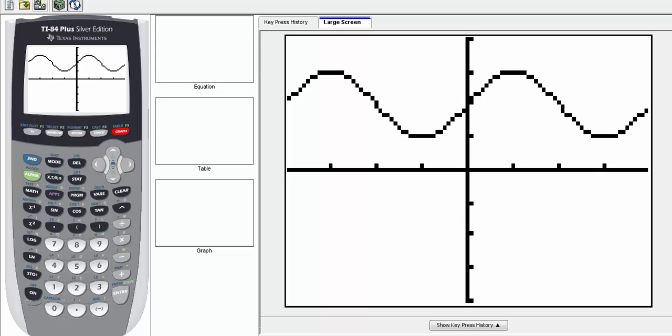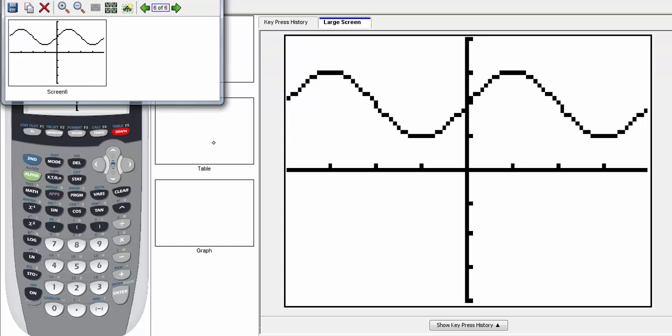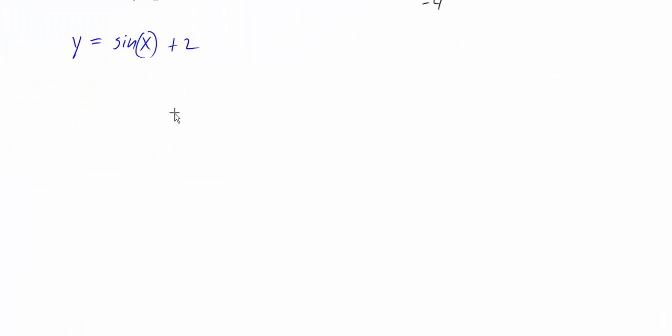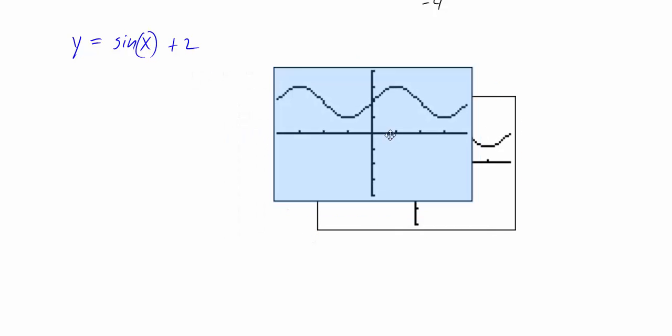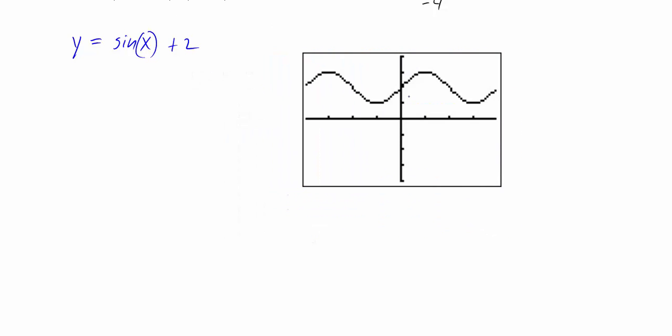So therefore, if I copy this over, we can certainly see the effect that the plus 2 had. So here it looks like everything has moved up 2 units, based on the plus 2. Well, let's go and compare what is the amplitude.